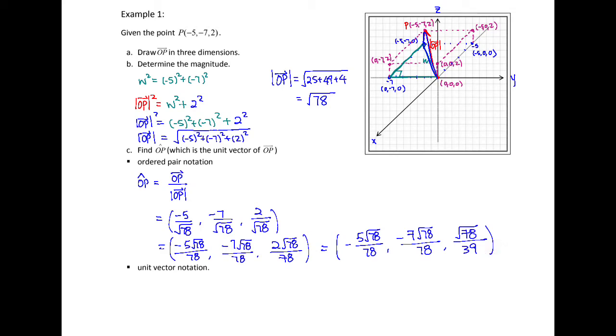If I want to use unit vector notation, then I will say this much i plus this much j, and the unit vector for the z-axis is called k, and this much k. So we have unit vector OP equals negative 5 root 78 over 78 i minus 7 root 78 over 78 j plus root 78 over 39 k.